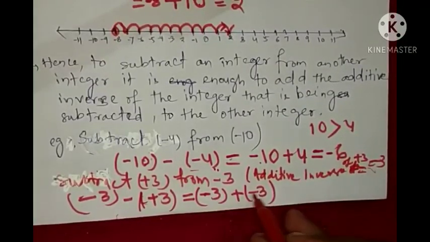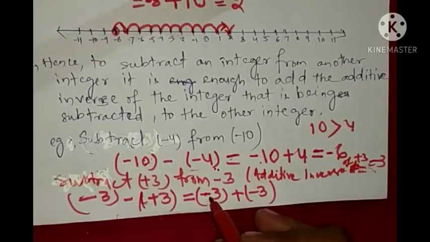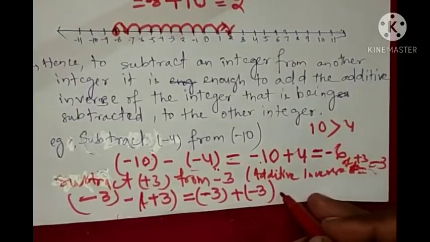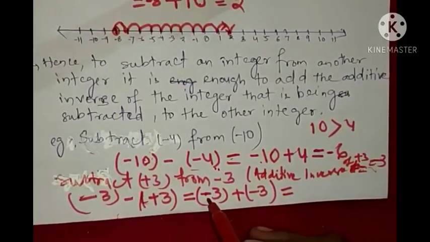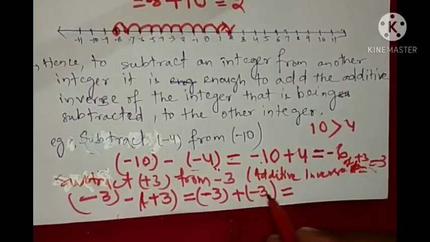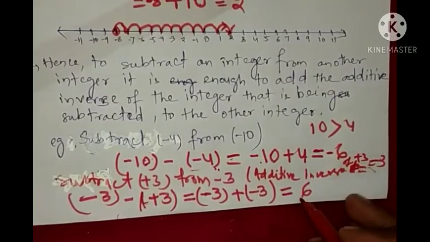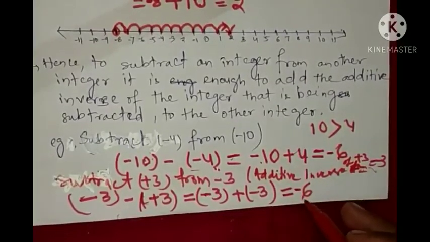So now we got the additive inverse. Then what we will do? We will add. Means minus 3 plus minus 3 is how much? So both are negative sign. So you add this 3 plus 3, 6. You put minus sign. Okay.